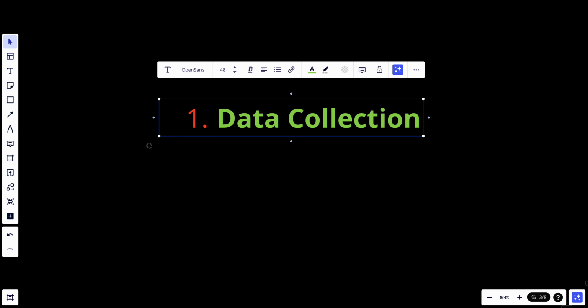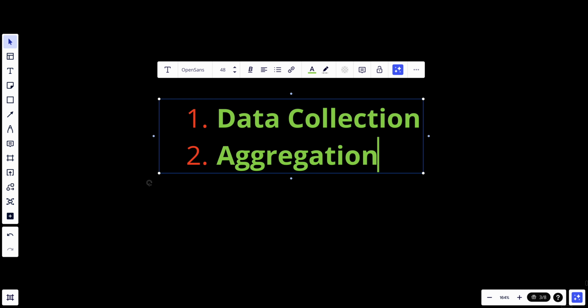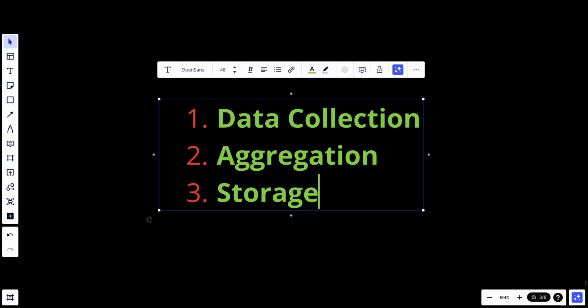The second step is what we call aggregation. After we collect metrics, they are aggregated over time intervals to create time series data. Aggregation may involve calculating averages, sums, percentages, or other statistical measures.